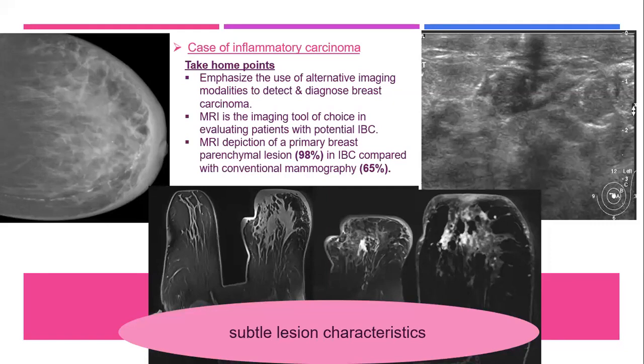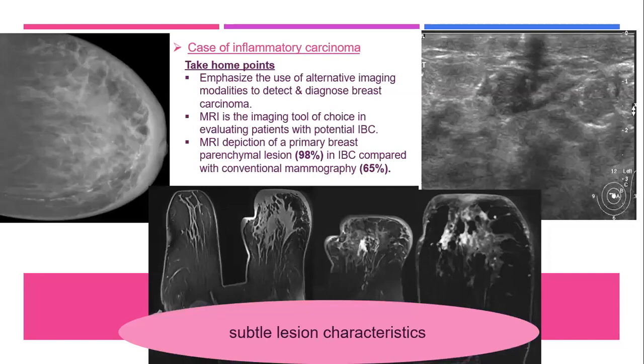Because usually inflammatory cancer presents as small infiltrative nodules, not a large mass-like lesion or extensive calcifications. That's why it is not very easy to pick up on mammography. Okay, what about this? Abir?